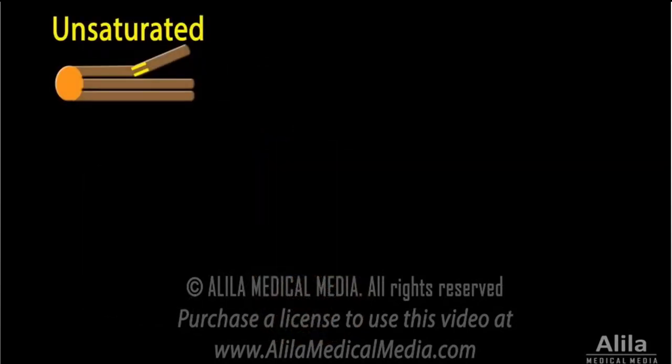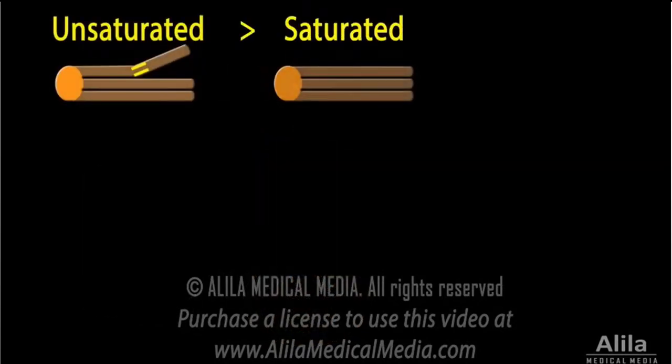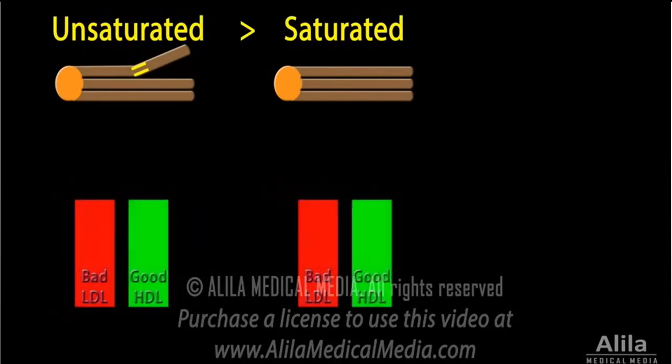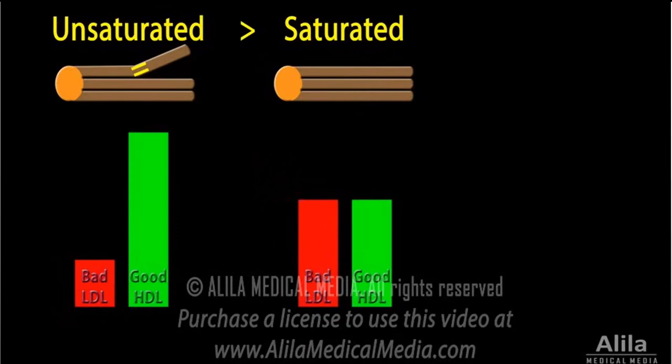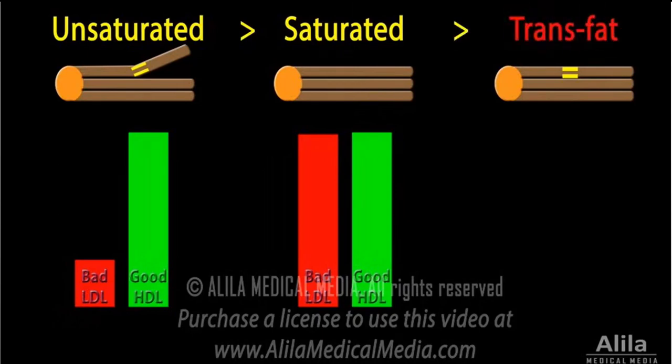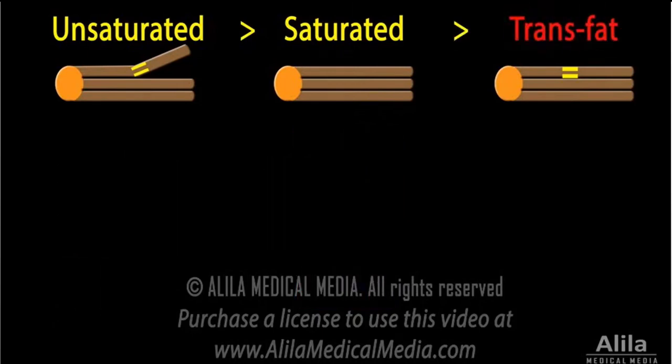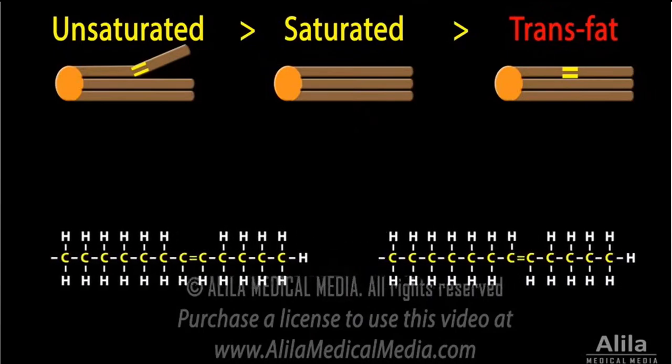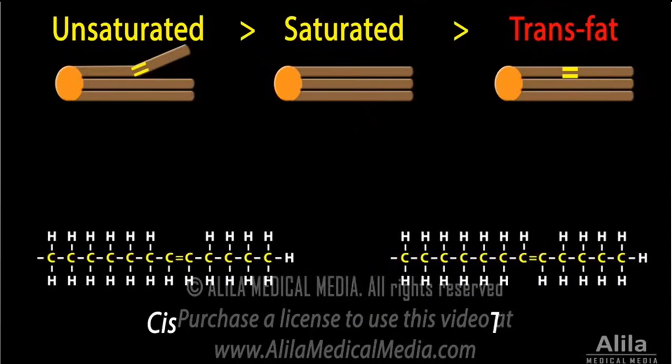In general, unsaturated fats are healthier than saturated fats. Unsaturated fats decrease the risks for heart disease by reducing the amount of bad cholesterol, LDL, and increasing the good cholesterol, HDL, while saturated fats increase both good and bad cholesterol. But not all unsaturated fats are equal. In fact, a type of unsaturated fat, known as trans fat, is the unhealthiest of all. A double bond can give rise to 2 possible configurations, cis and trans.